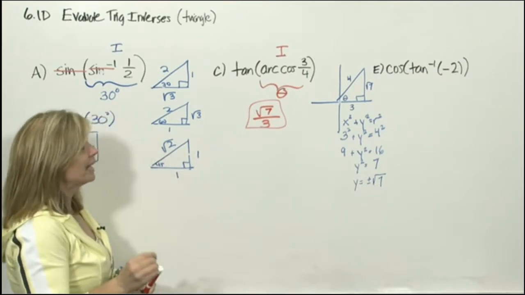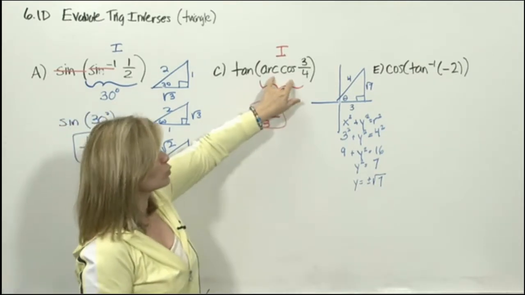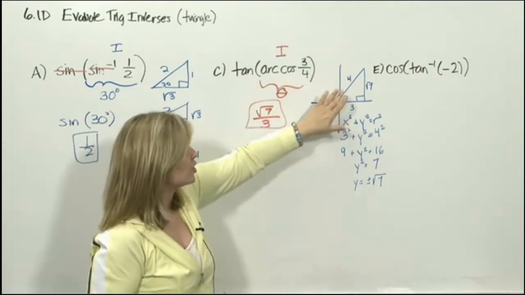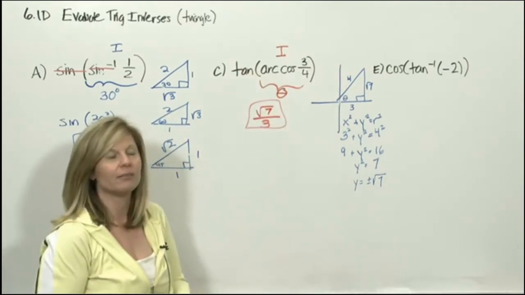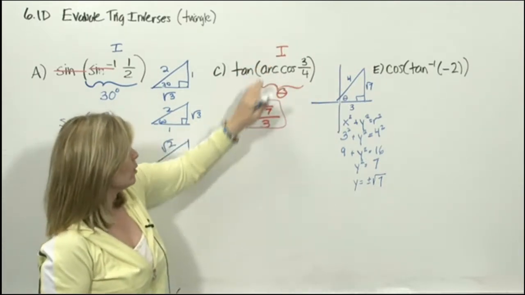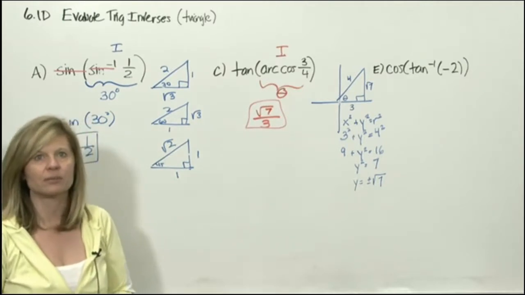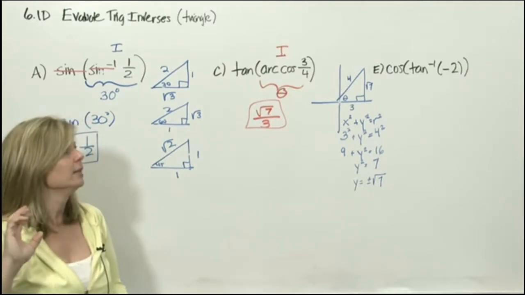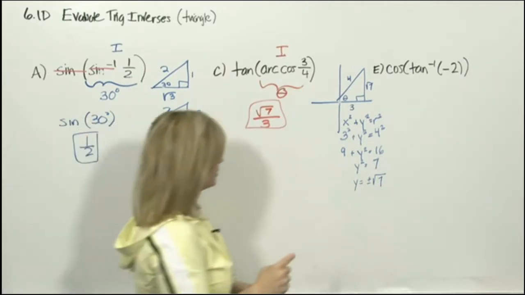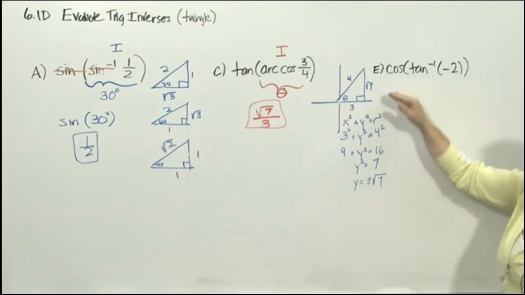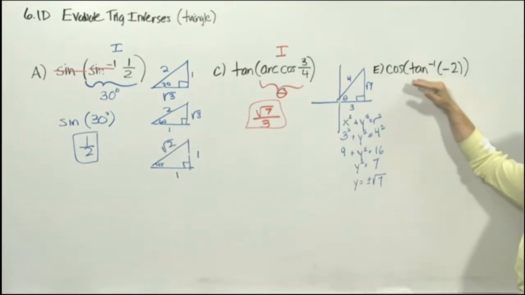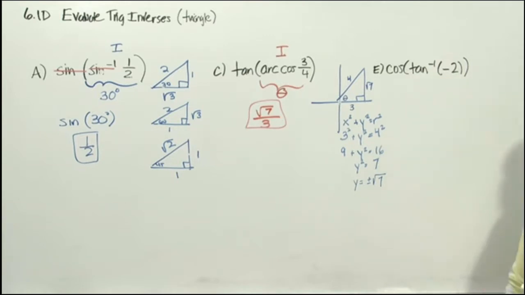Okay? But again, even though I couldn't find the actual degree measure of theta, I have a picture to get the tangent value off of. And because we're in quadrant 1, we know that number's got to be positive. Okay? Let's try the last example, E. I want to do the cosine of tangent inverse of -2.